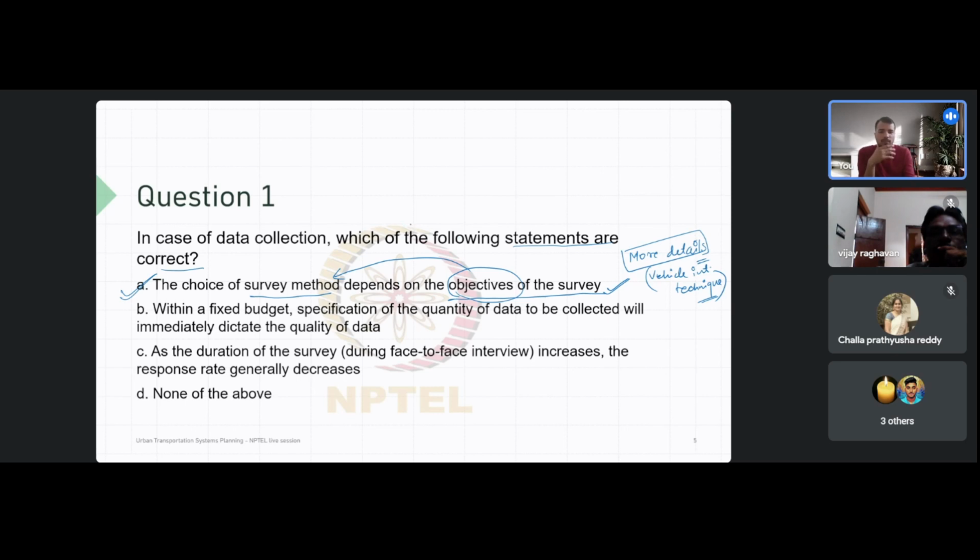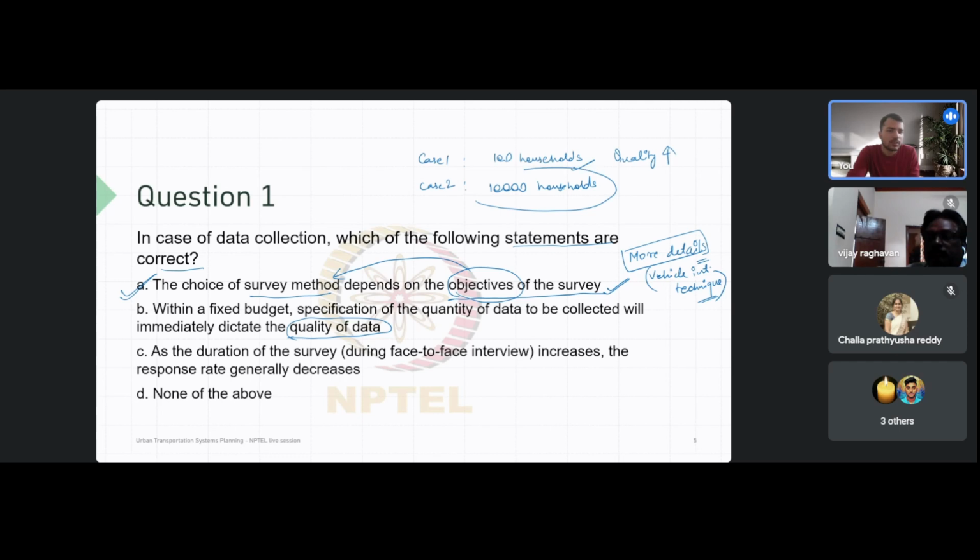Then next is within a fixed budget, specification of the quantity of data to be collected will immediately dictate the quality of the data. So let's say we want to collect data from 100 households, and let's say we want to collect data from 1000 households, 10,000 households. So let's say this is case 1 and this is case 2. So in case 1, since the quantity of data is less, quality also may be better, because we have less room for making error. We have just 100 households, so we can finish the survey quickly and whatever we want to get, we can get.